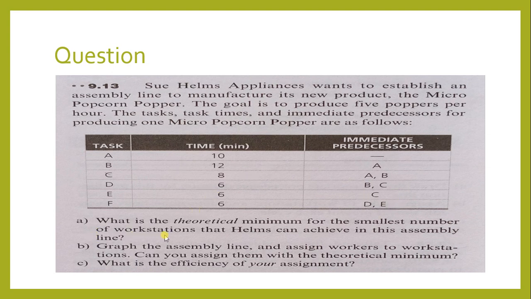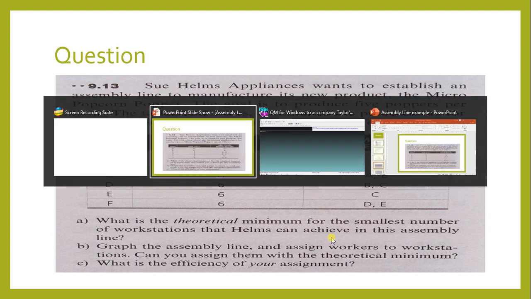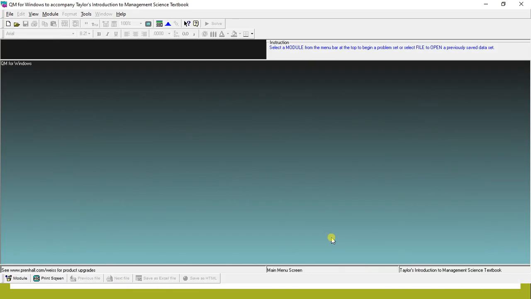So what we need to do is find the theoretical minimum number, the smallest number of workstations that Sue Health can achieve in this assembly line, graph the assembly line, and then assign workers to the workstations. And can you assign them the theoretical number? What is the efficiency of your assignment? Okay, so let's start with QM for Windows.